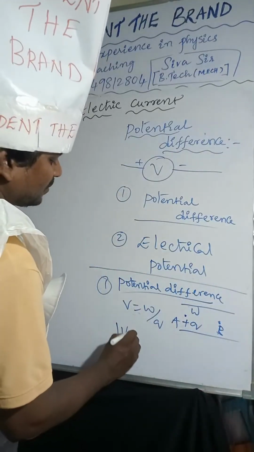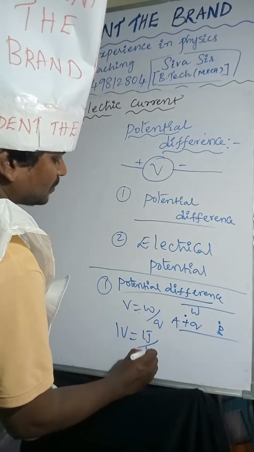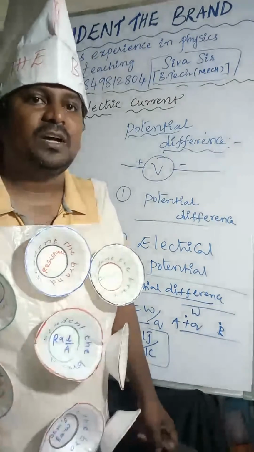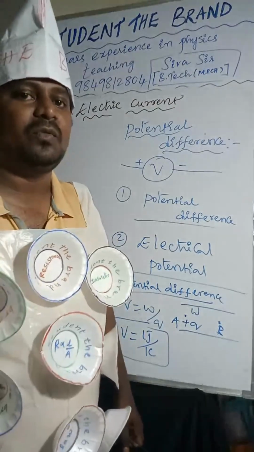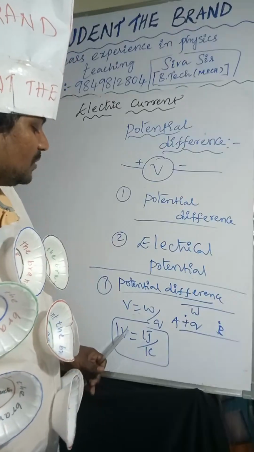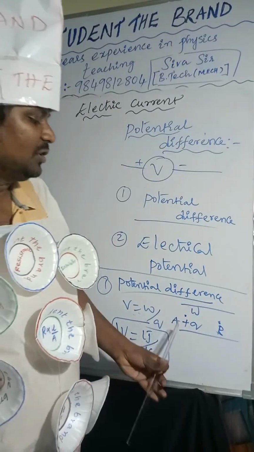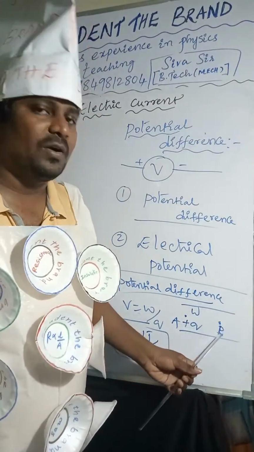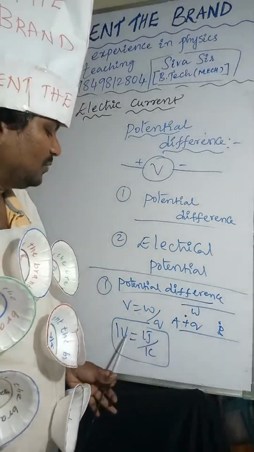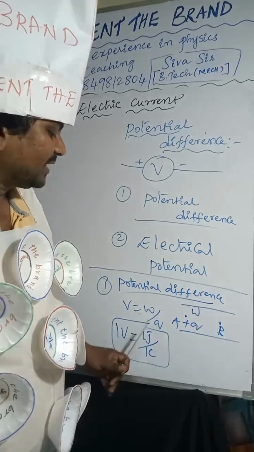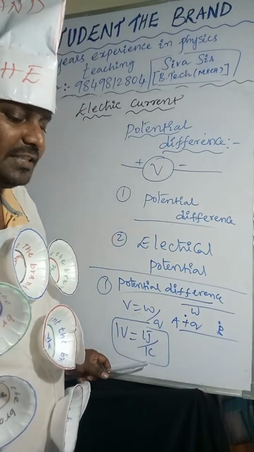So 1 volt equal to 1 joule by 1 coulomb. 1 volt is defined as 1 joule of work done to bring 1 coulomb of charge from one point to another point. SI unit of potential difference is volt, SI unit of work is joule, SI unit of charge is coulomb.